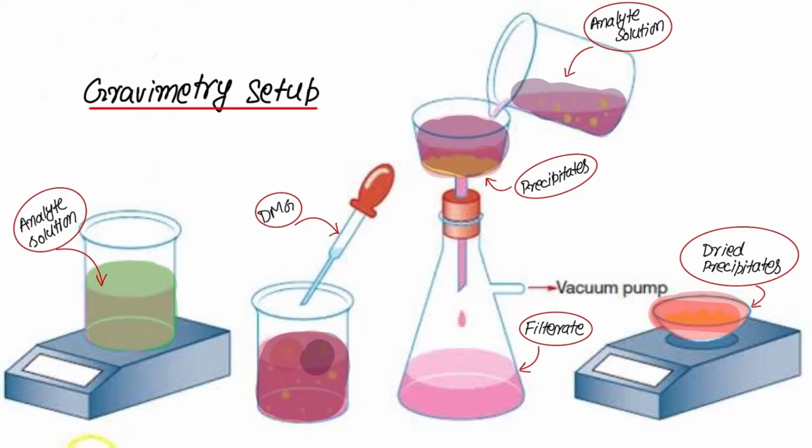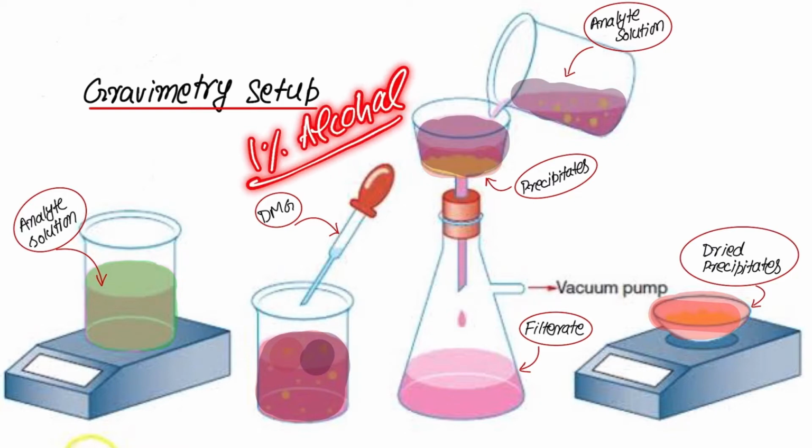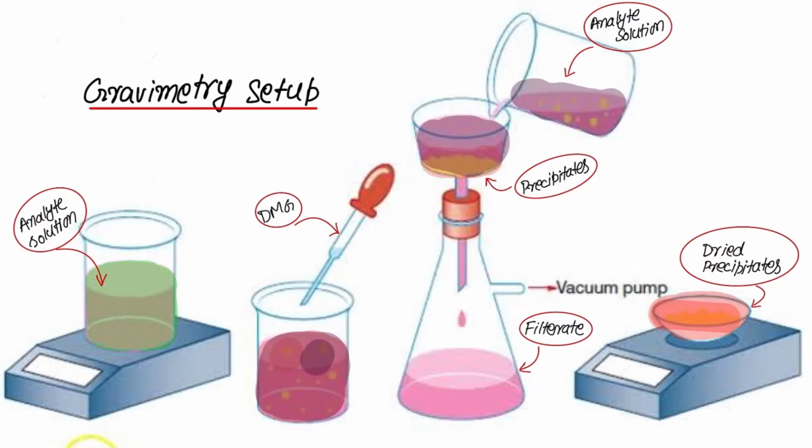So we will make this solution basic in nature. After that, we will add drop wise addition of dimethyl glyoxime, or DMG, as an organic reagent. Now this DMG, because it is an organic compound, is dissolved in alcohol, so we have prepared its 1% solution in alcohol. This is the reason why we are adding DMG drop wise.